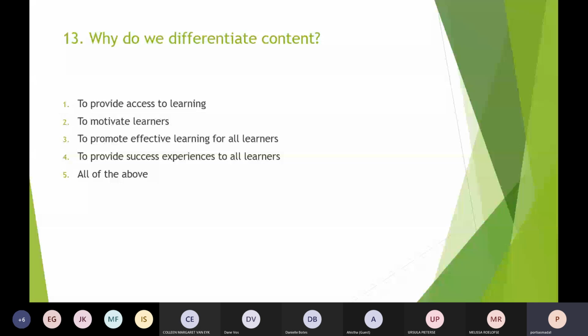Right, Colin, you ready for me with an answer yet? Colin, what do you think? Say number 3. Why do you think it's number 3? Well, because you differentiate your content because you want to promote learning for all learners, so you want to include them all. I don't think it has to do with providing access to learning, to motivate your learners or to provide successful experience for your learners. It's to promote effective learning for all learners. So it's basically inclusivity. All right. Thank you for that. Anyone disagree with Colin's answer?